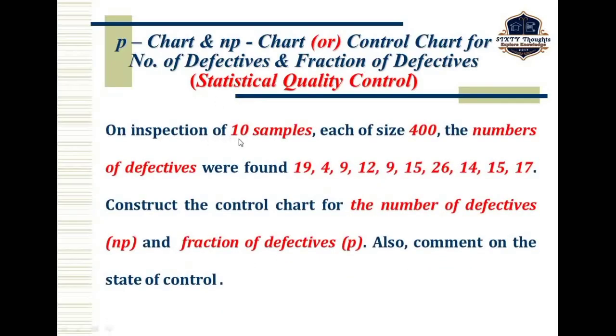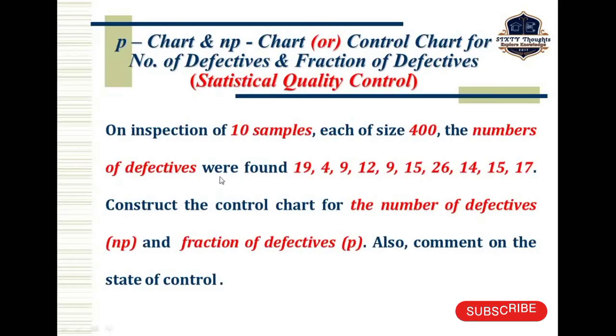On inspection of 10 samples, each of size 400, the number of defectives were found. So here they have given 10 sample defective values. Construct the control chart for the number of defectives and the fraction of defectives. Also comment on the state of control, which means discuss the nature of the control.